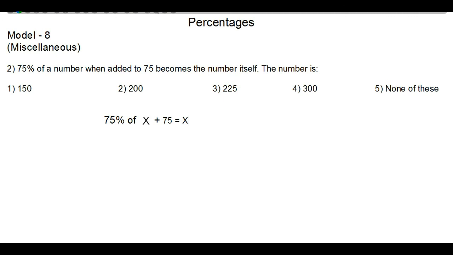We know that x is 100% of itself, that is x is equal to 100% of x. So 100% of x minus 75% of x is equal to 75. So 25% of x is equal to 75, which gives x equal to 300. So the number here is 300. If we understand the question properly, we need not write the first two steps. We can directly say that 25% of x is equal to 75.